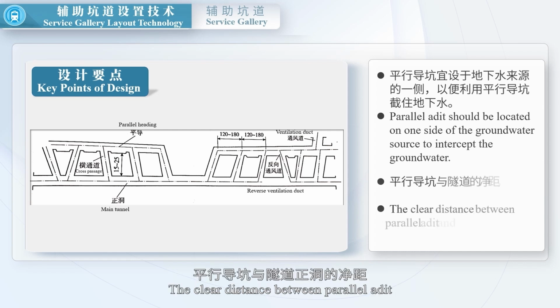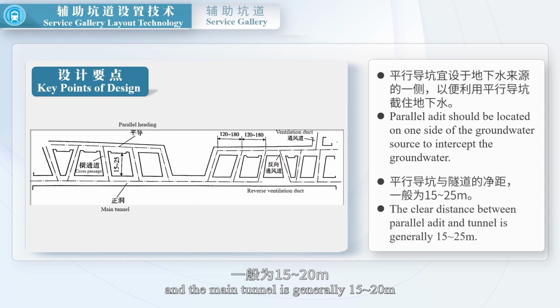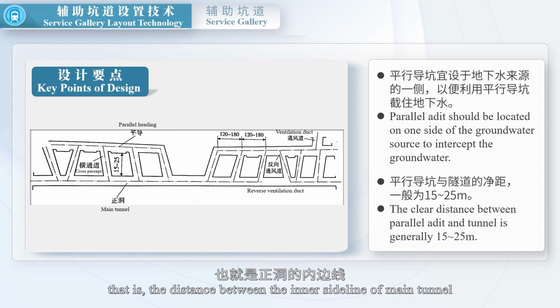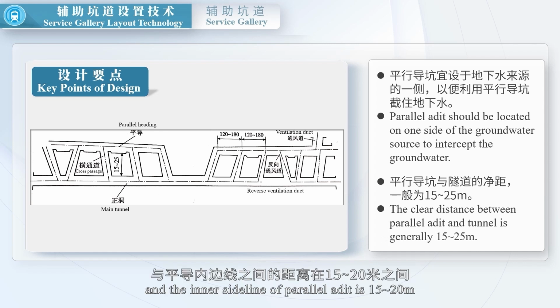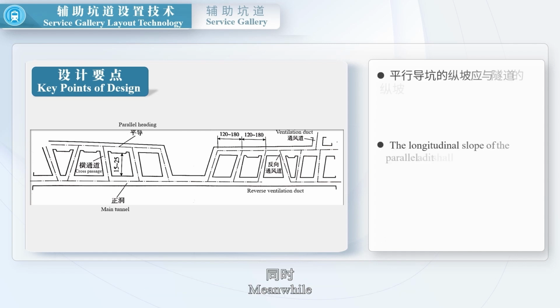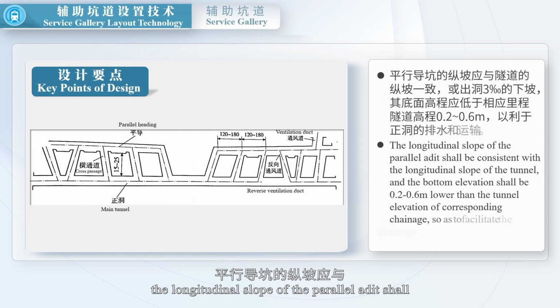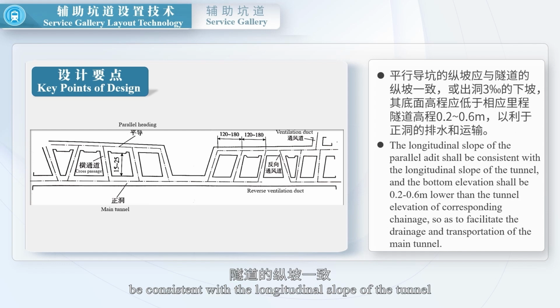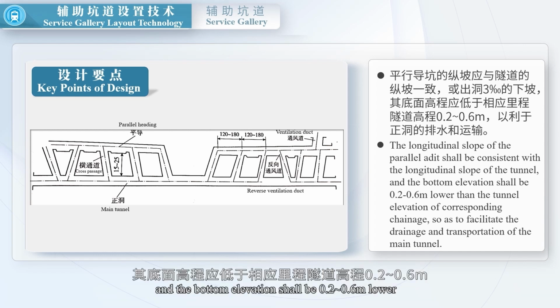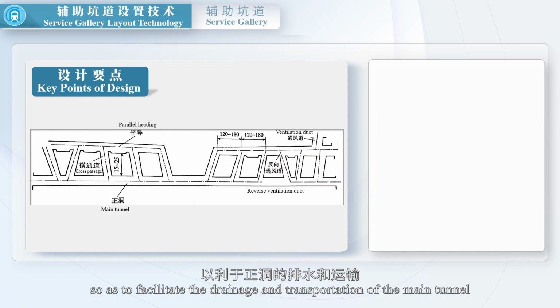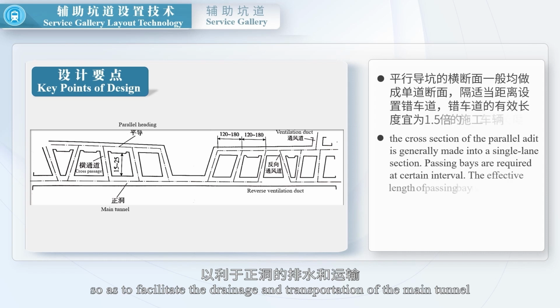The clear distance between parallel adit and the main tunnel is generally 15-20 m. That is, the distance between the inner sideline of main tunnel and the inner sideline of parallel adit is 15-20 m. Meanwhile, the longitudinal slope of the parallel adit shall be consistent with the longitudinal slope of the tunnel, and the bottom elevation shall be 0.2-0.6 m lower than the tunnel elevation of corresponding stake number, so as to facilitate the drainage and transportation of the main tunnel.